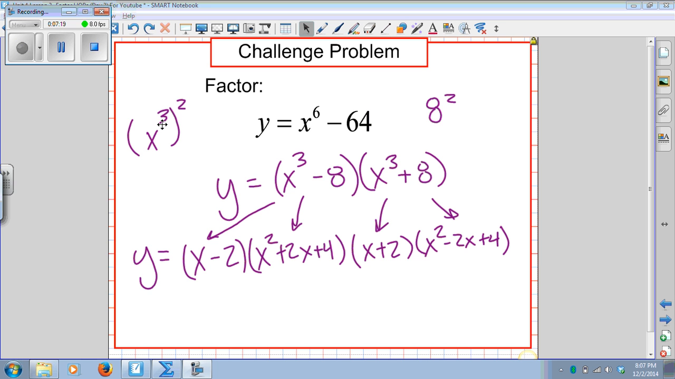All right, so like I said, this one was crazy. X cubed minus 8 is a difference of cubes. It follows that special pattern. And x cubed plus 8 is a sum of cubes. It follows a special pattern. As an added bonus, the original was also a difference of cubes. All sorts of fun stuff going on.